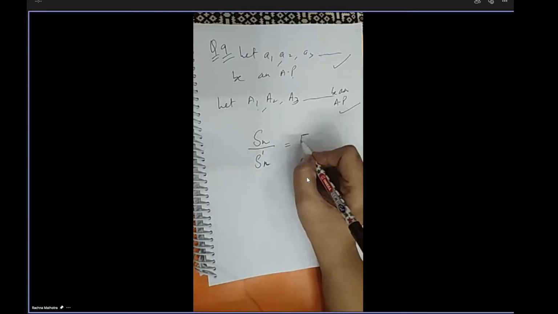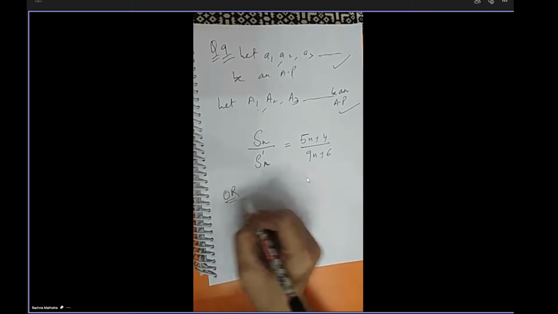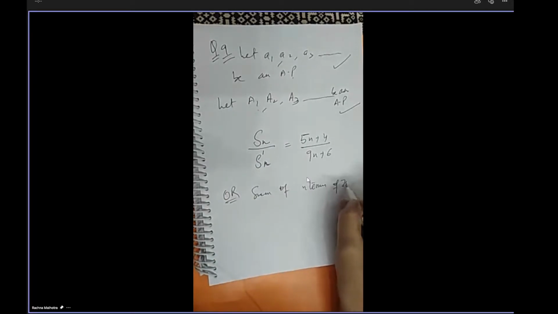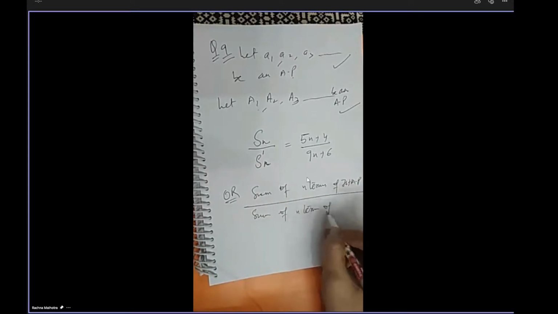Yes, ma'am. The ratio is 5n plus 4 is to 9n plus 6. Or you can write it as the sum of n terms of the first AP over the sum of n terms of another AP, which is equivalent to 5n plus 4 over 9n plus 6. You can write it as, ma'am, n is common in both.